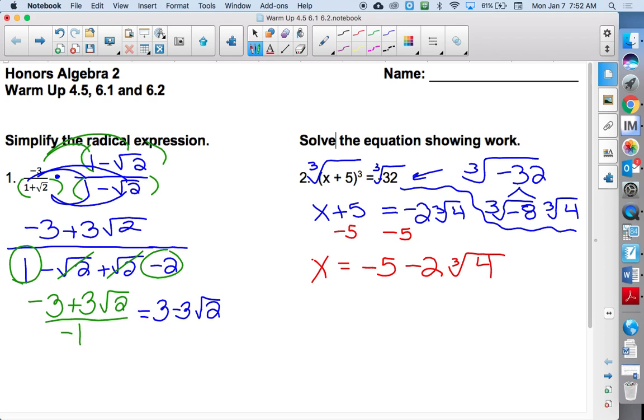Just be really careful that your cube root and your negative 2, that cube root is part of the radical. The negative 2 is separate, so you're not multiplying those together. The cube part, the 3 part, is part of the root. Questions?